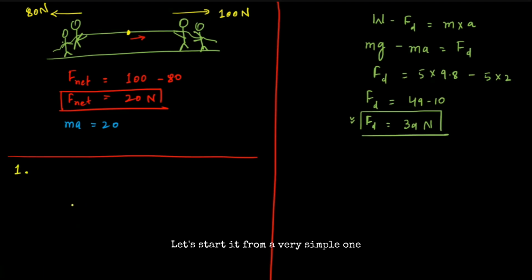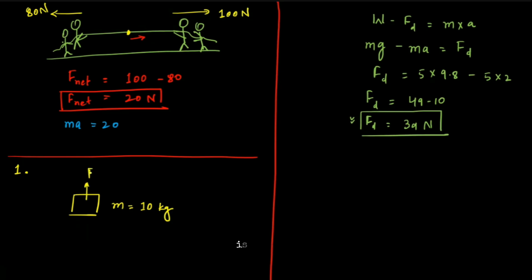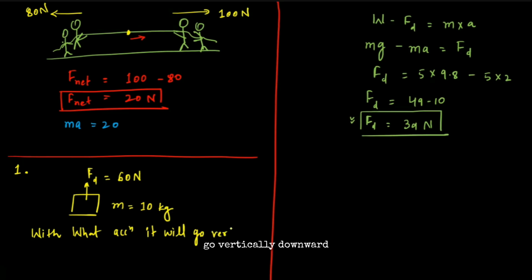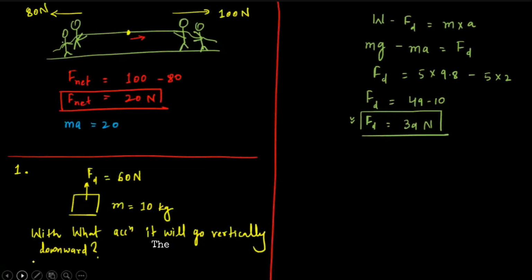Let's start from a very simple one. Suppose there is an object and the mass of the object is 10 kgs. The drag force which can act on the object is a maximum of 60 newtons. The question is, with what acceleration will it go vertically downward? So try this out. I hope you can do this. The information is enough to find out with what acceleration it will move in the downward direction.